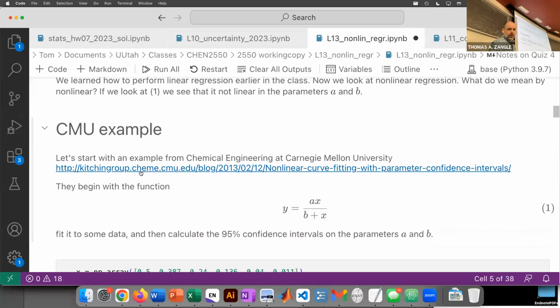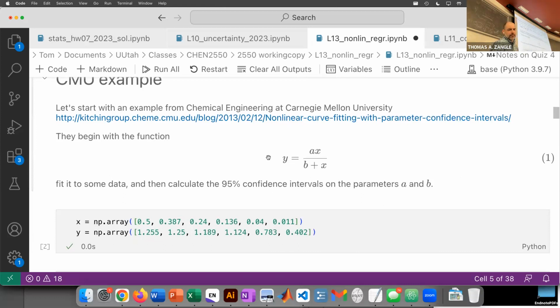So we're going to start with an example. Let's say we begin with some function. So we have y is equal to ax over b plus x. And remember when we were doing linear regression, right? Let's say we're fitting to y is equal to mx plus b, using linear regression. The goal of that regression was to say, based on the data that we have for y as a function of x, we wanted to extract the parameters, m, the slope, and b, the intercept, that best fit that data, right? That's kind of what we did in linear regression.